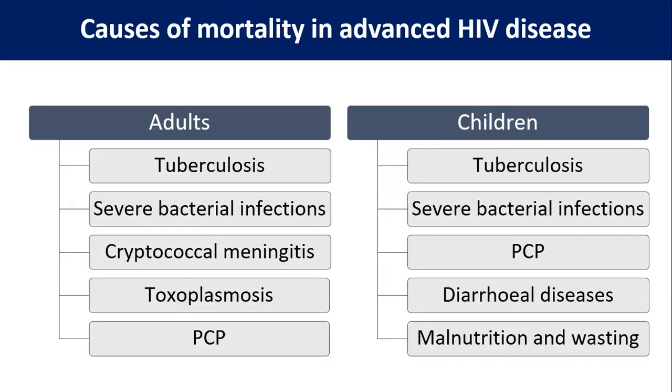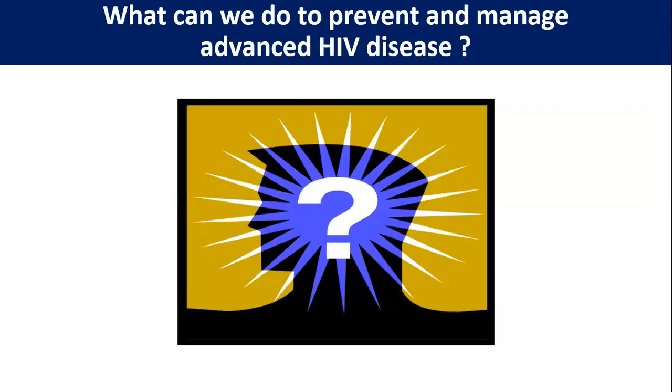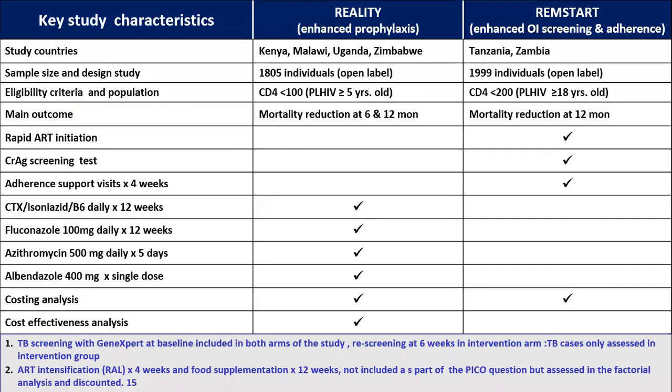Now, after knowing the definition of advanced HIV disease and the causes why the patient dies, what else can we do to prevent death? There were different studies. Based on these studies, they intervened with cotrimoxazole, vitamin B6, isoniazid, fluconazole, erythromycin, albendazole, and in the other group, they did rapid ART initiation, CrAg screening, that is cryptococcal antigen screening, and an adherence support visit for 4 weeks. They found that in both studies, these are cost effective, and this reduces death.